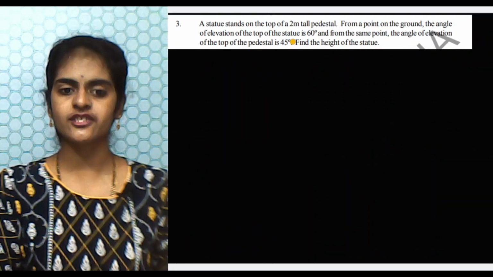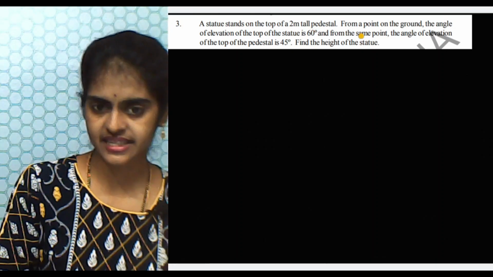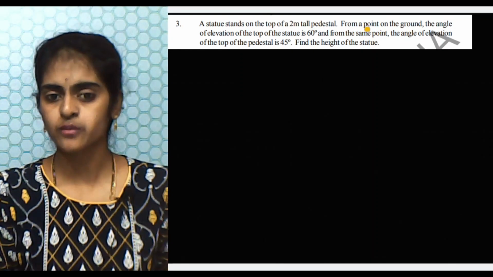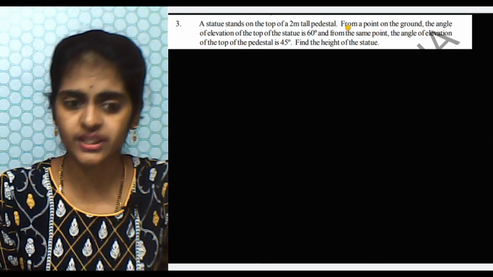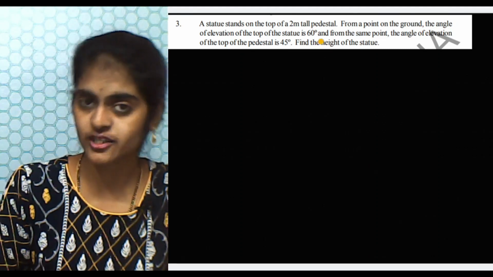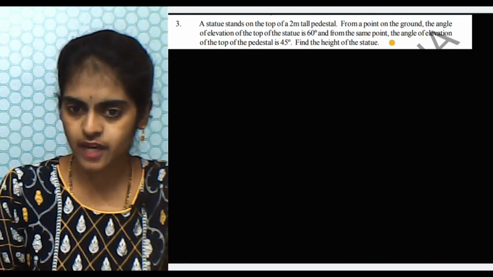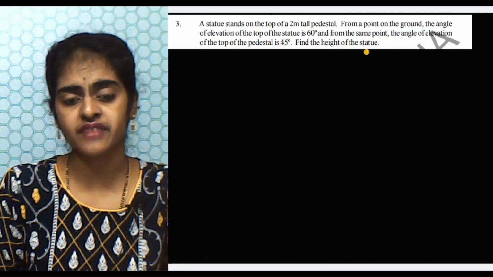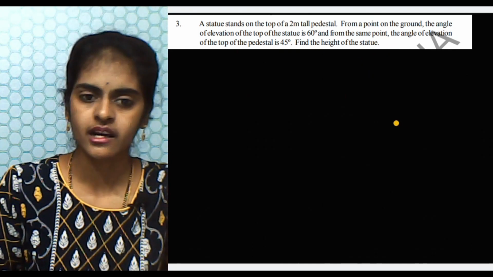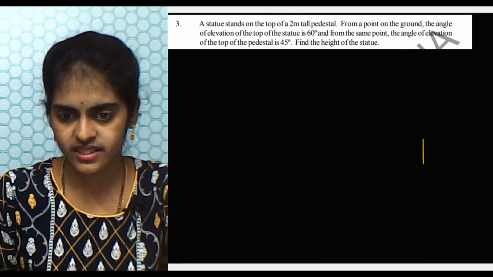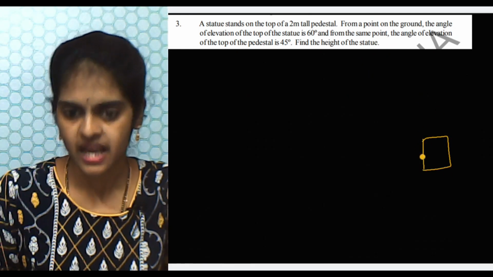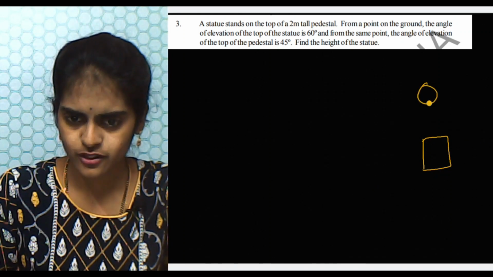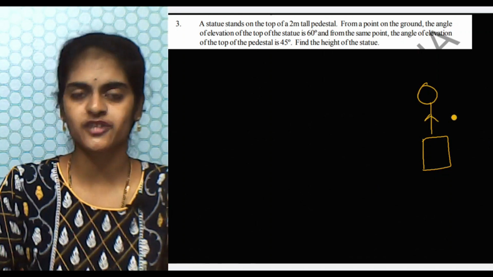A statue stands on the top of a 2-meter tall pedestal. From a point on the ground, the angle of elevation of the top of the statue is 60 degrees, and from the same point, the angle of elevation of the top of the pedestal is 45 degrees. You have to find the height of the statue. So you have a statue on a pedestal. Suppose this is the pedestal, and you have a statue here.